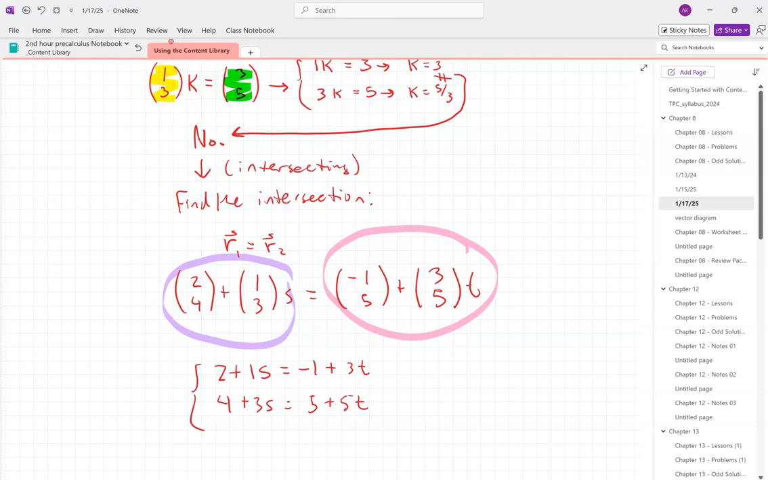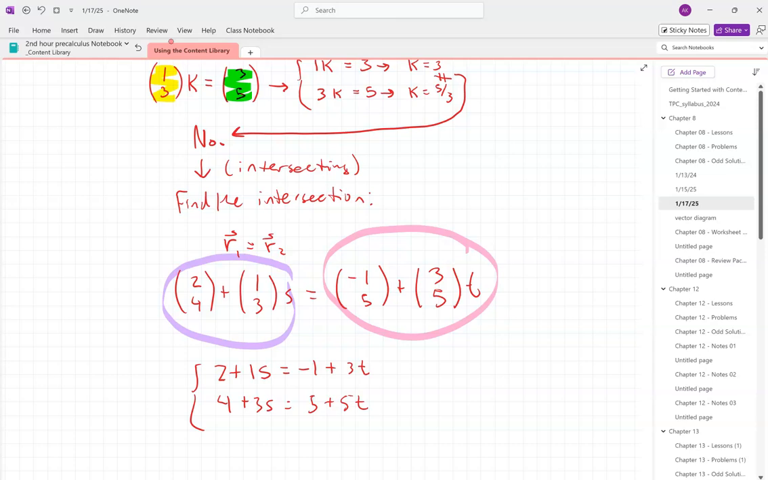Everybody's okay? I'm going to show you how to do this on your calculator so you don't have to do it by hand. You're welcome to use substitution or elimination if you want to. But I'm going to show you a way to do it on your calculator that'll just give you the answer with no fuss, no muss. Everybody good?